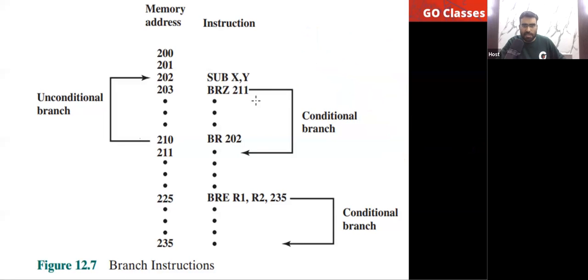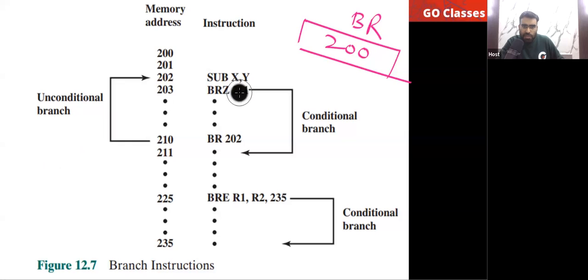Using base register addressing mode, in the base register, what will you put? In the base register, you will put 200. Very simple. Now, instead of this 211, you will just put 11. That's it. Isn't it very simple? Instead of this 202, you will just put 2. And instead of this 235, you will just put 35.